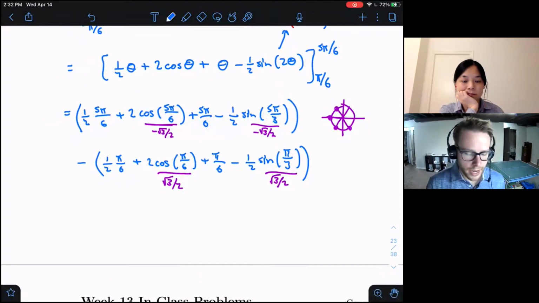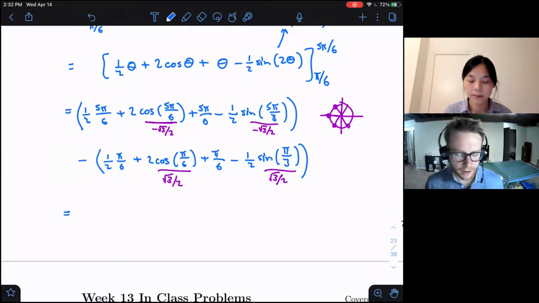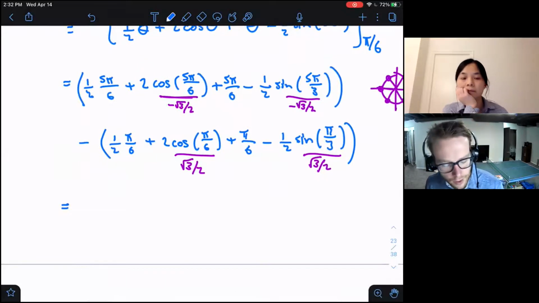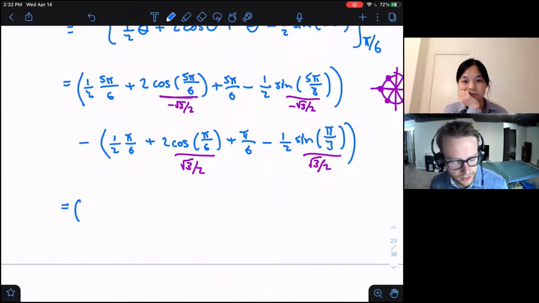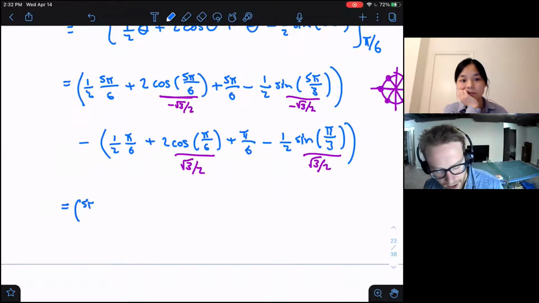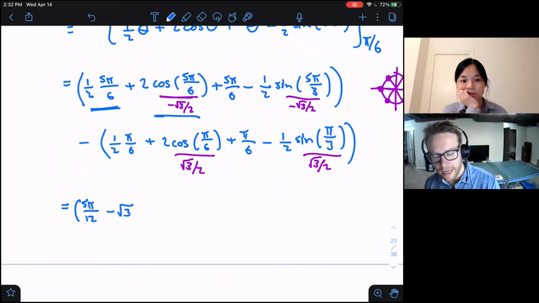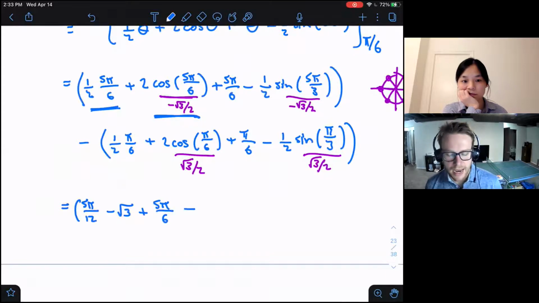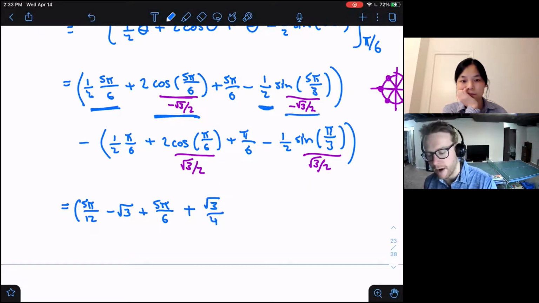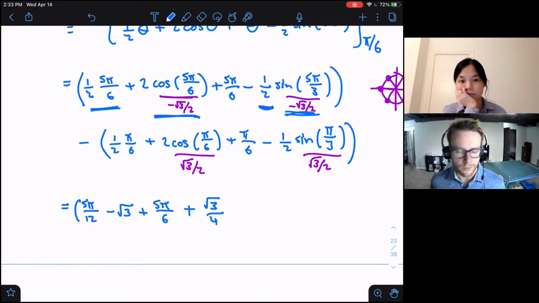All right, so now let's go ahead, hopefully this is our final line here, and try to simplify all of this stuff down. So we're going to have 5 pi over 12 as this first bit once we simplify it. Then we're going to have negative root 3, which is the second bit once we simplify it. Really nothing to do here with the 5 pi over 6, so just leave that as is. We have minus a negative, so that's going to be plus root 3 over 4, right? Because we have this 1/2 here and the root 3 over 2.